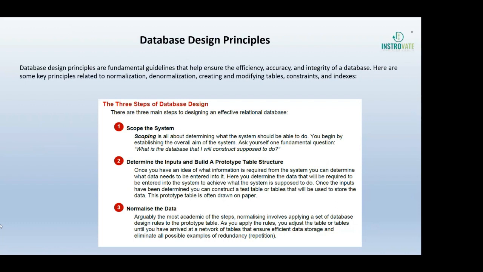So there are basically three steps for designing a database. The first one is scope the system, then determine the inputs and build a prototype table structure, and the third one is normalize the data. Now, if we want to talk about scoping the system, scoping is all about determining what the system should be able to do.